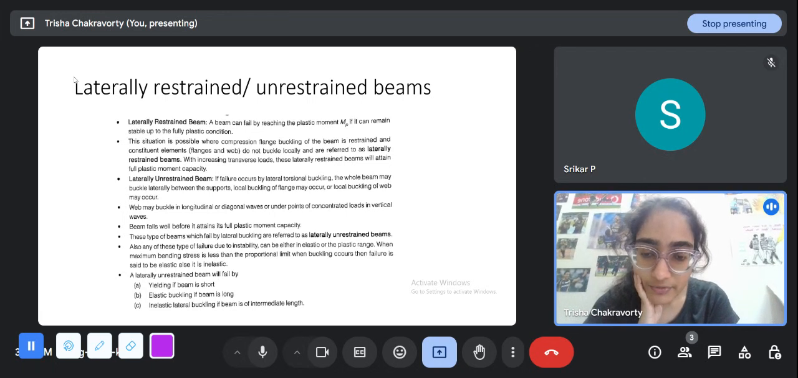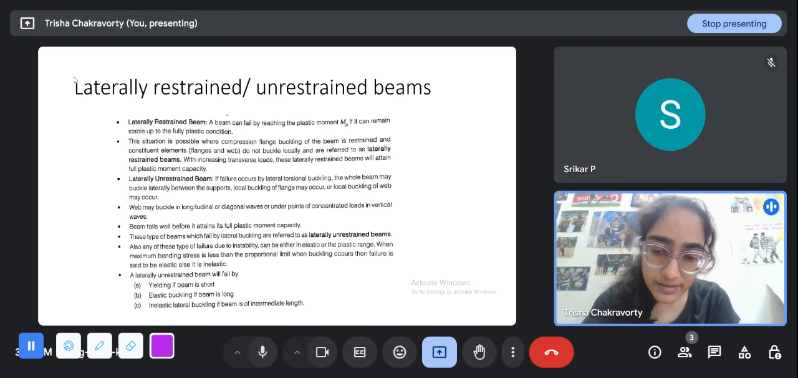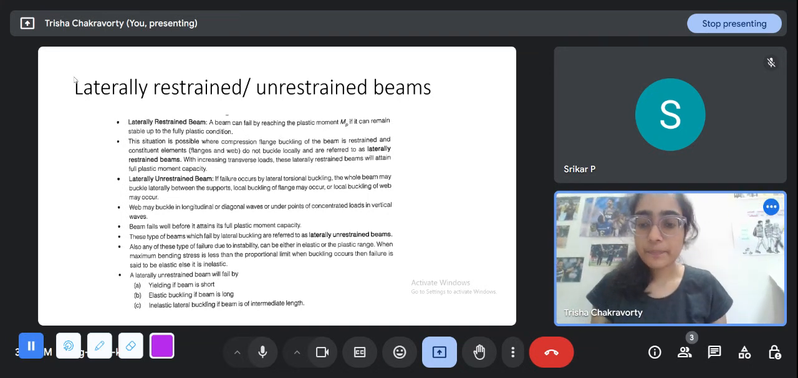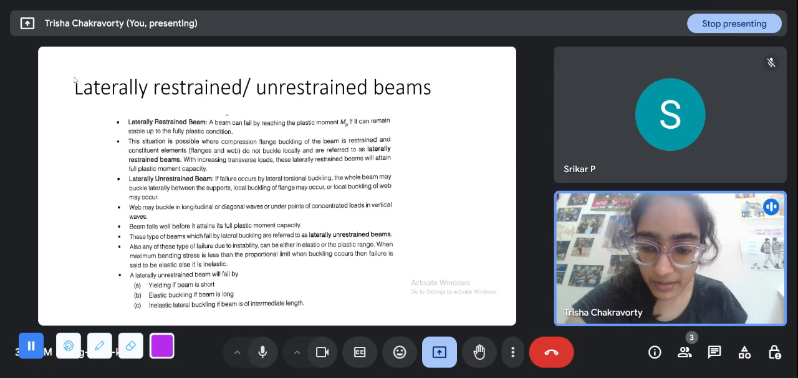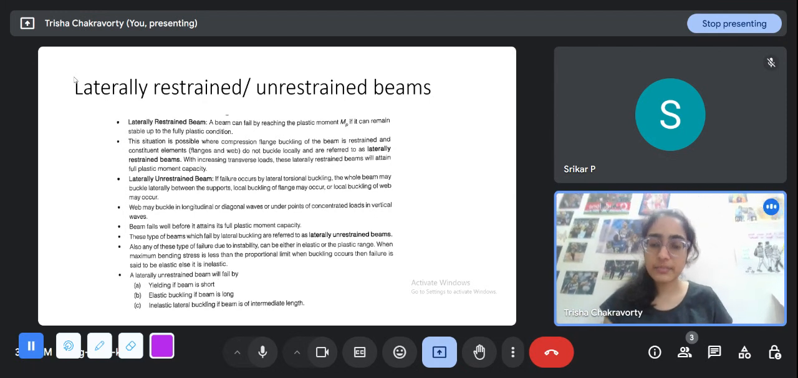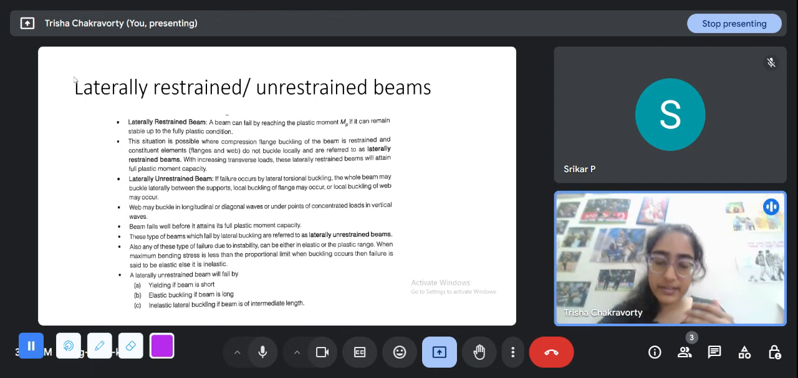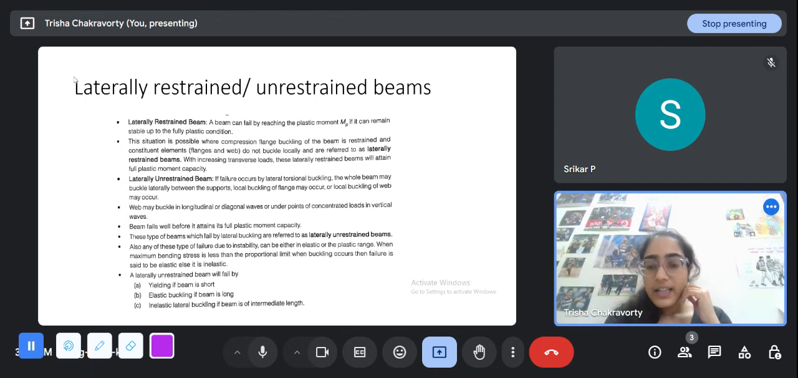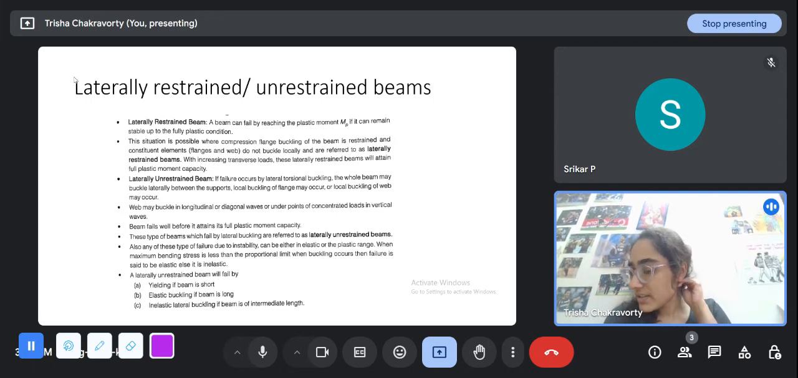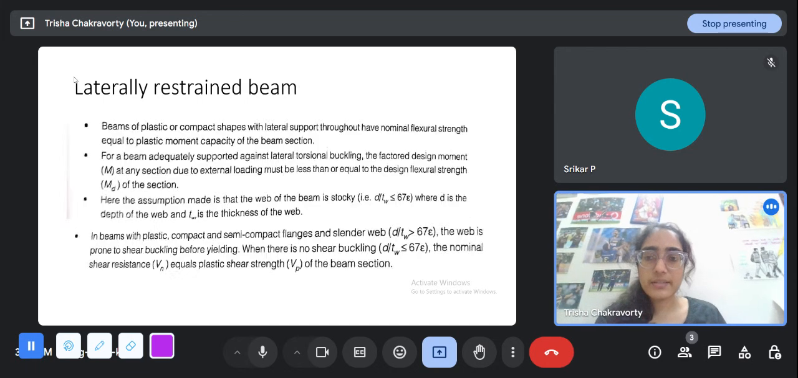Also, any of these types of failure due to instability can be either in the elastic or the plastic range. When the maximum bending stress is less than the proportional limit when buckling occurs, then failure is said to be elastic, else it is inelastic. A laterally restrained beam will fail by yielding if the beam is short, because if the beam is short, then the slenderness ratio will also be less and the resultant compressive strength will be high. Then elastic buckling if the beam is long, and inelastic lateral buckling if the beam is of intermediate length. A similar pattern was followed in compression members as well.